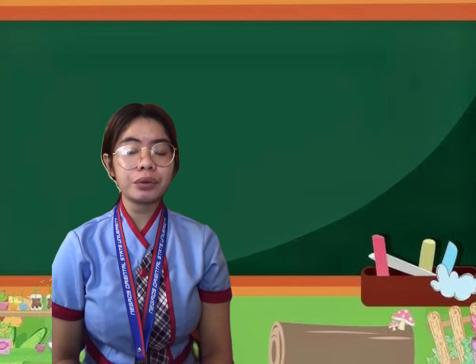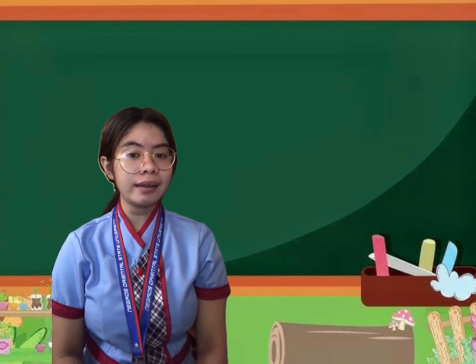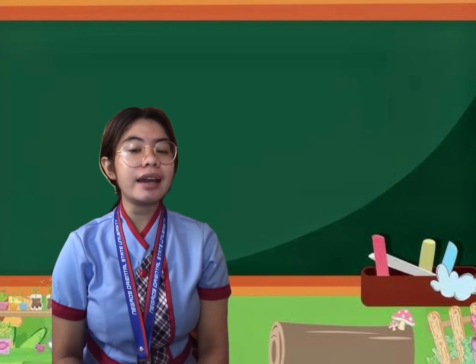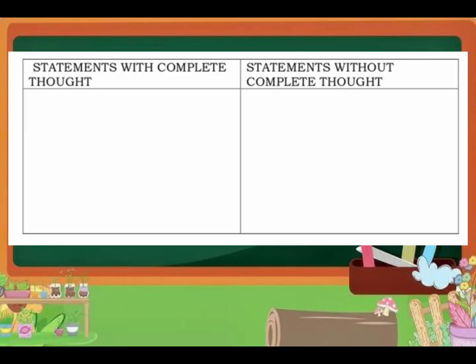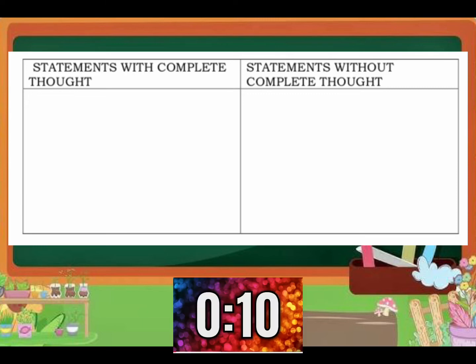I assume that you have already read the lyrics provided. Now, let's classify the underlined words, whether they have complete or incomplete thoughts. Let's use this table to classify the underlined words. In the first column, we have statements with complete thought, and in the second, statements without complete thought. Again, I only give you 10 seconds to analyze which words go under statements with complete thought and statements without complete thought from the lyrics of Till I Met You.